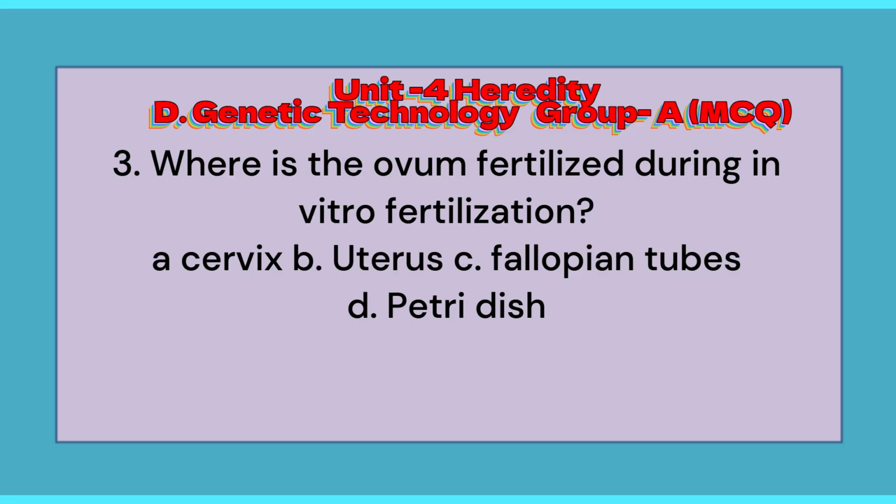3. Where is the ovum fertilized during in vitro fertilization? A. Cervix. B. Uterus. C. Fallopian tubes. D. Petri dish. Correct answer: D. Petri dish.